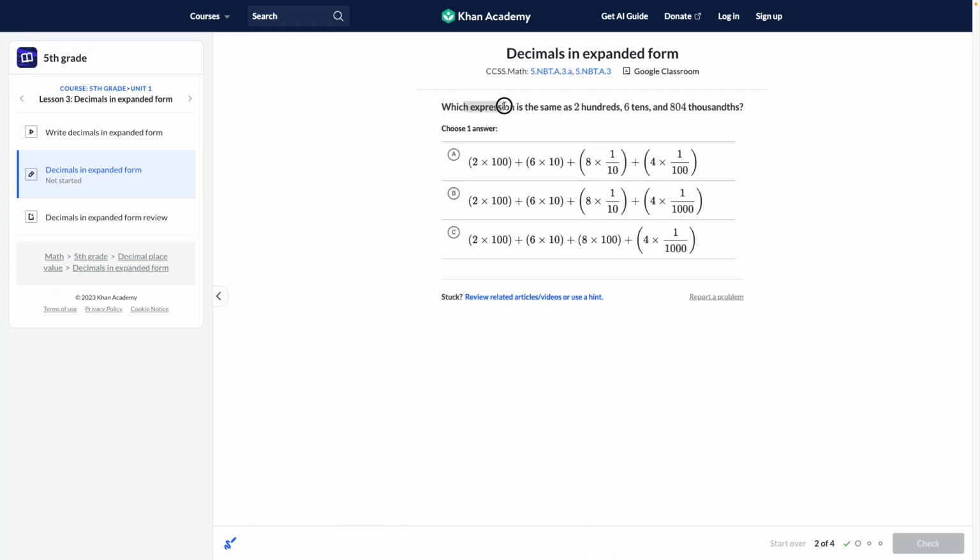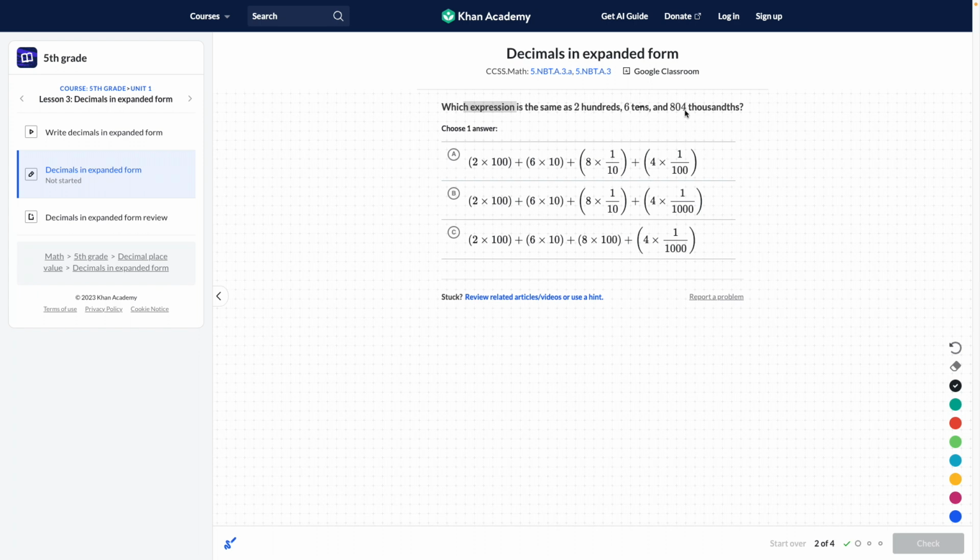There we go. Which expression is the same as 2 hundredths, 6 tenths, and 804 thousandths? Well, let's just start off here. So we have 2 hundredths, and 6 tenths. That's what the English is saying. And then it's saying 804 of 1,000. So 1 divided by 1,000 is 1,000ths. Okay, well, let's complete the simple bit first. Which expression is the same?